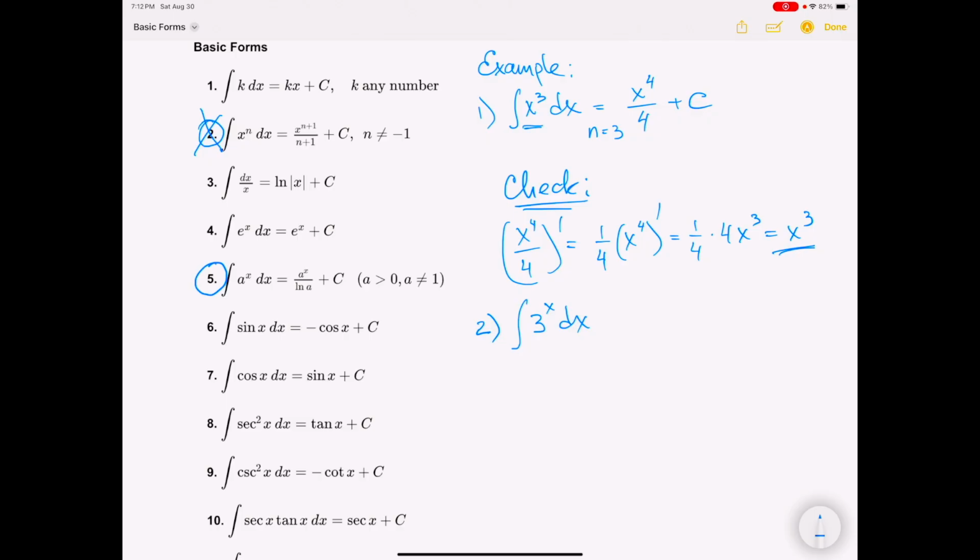Here a is equal to 3, and using the integral of exponential function a to the x being equal to a raised to the x divided by the natural logarithm of the base, which is a equal to 3, plus constant c, we get our antiderivative. Let's check.